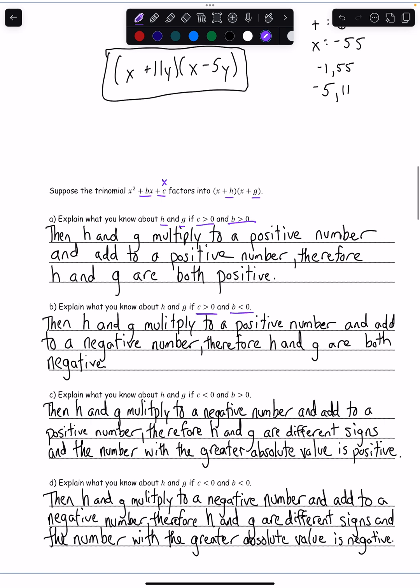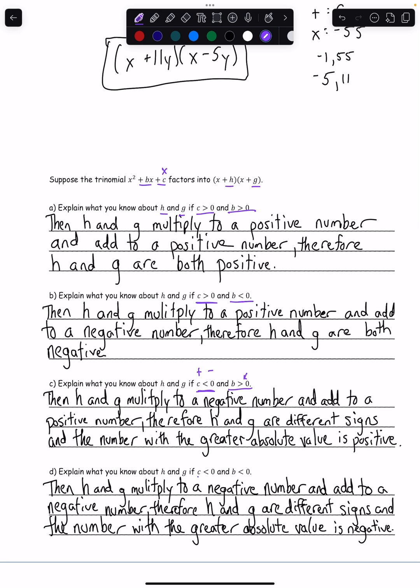And if C is negative, so we're multiplying to a negative, that means they have to be different signs. And B is positive, that means the factor with the larger absolute value is going to be positive because the positive is outweighing the negative. We're adding to a positive. And similarly, if we're multiplying to a negative, different signs, but we're adding to a negative, that means the factor with the greater absolute value is negative because the negative is outweighing the positive there. Let's go to the next page.